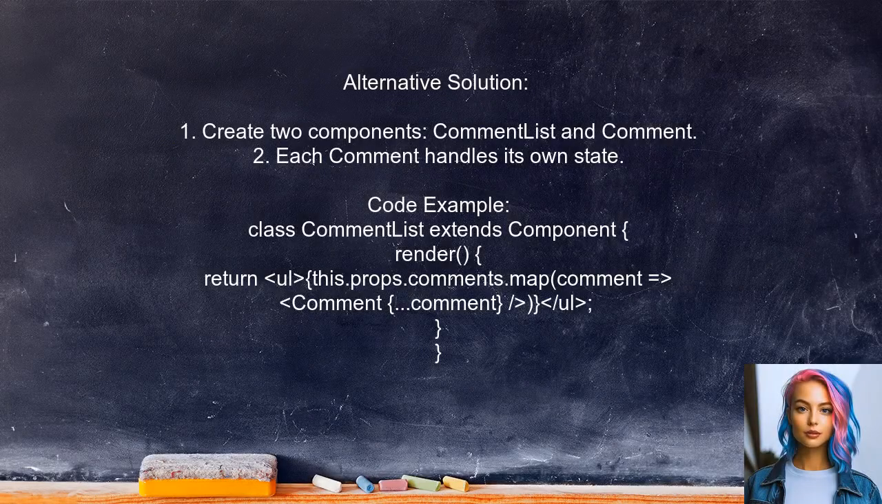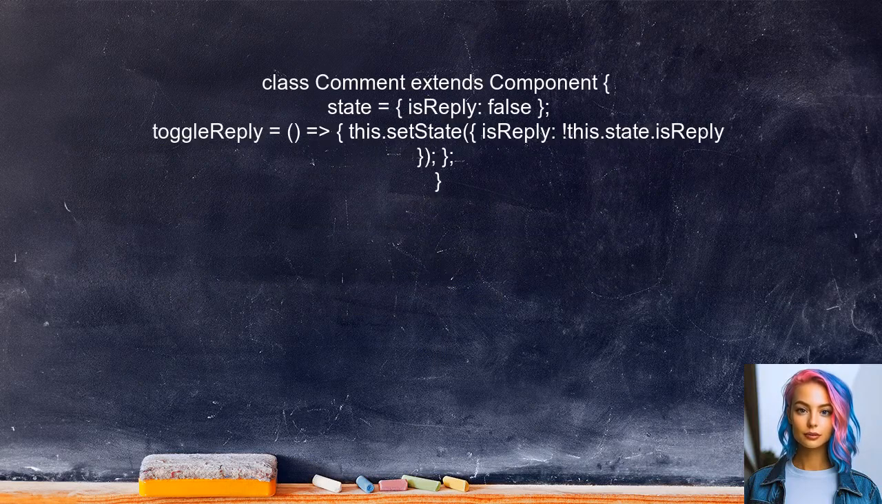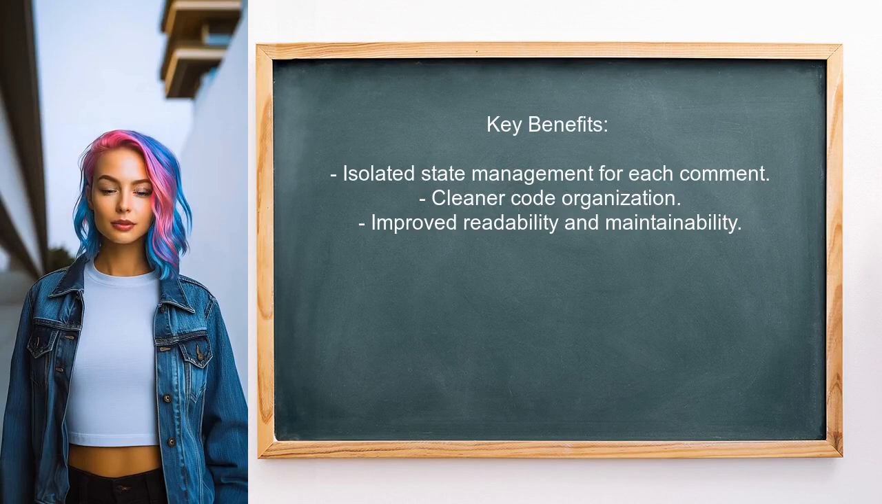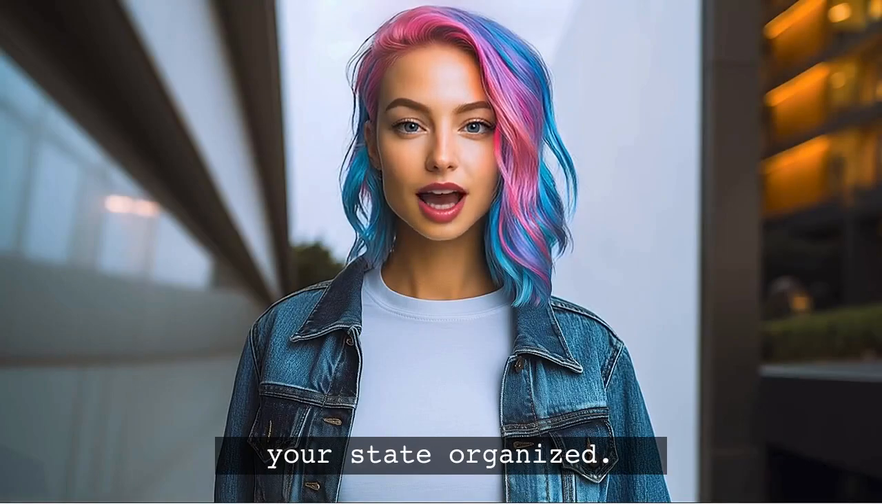An alternative approach suggested by another user is to break the functionality into two separate components, comment list and comment. This way, each comment manages its own state. This structure allows the reply button to only affect the specific comment it belongs to, preventing the reply component from appearing under every comment. Here's the pro tip I promised.